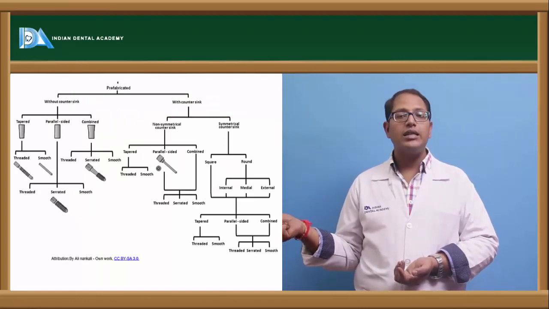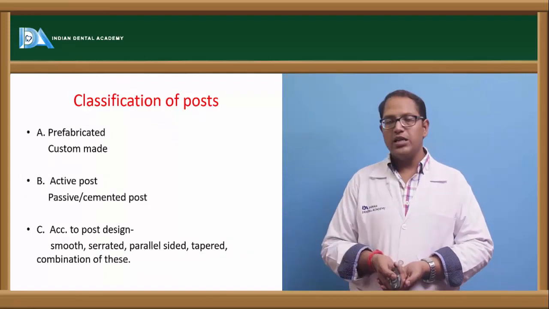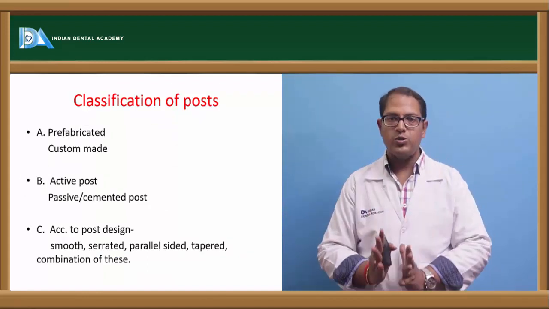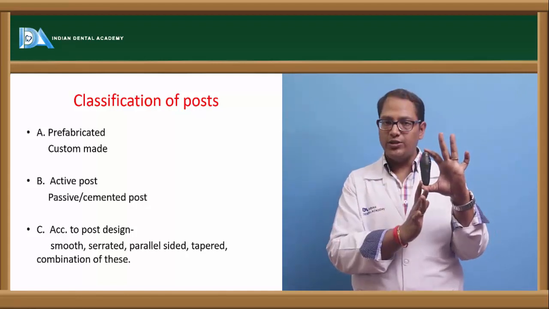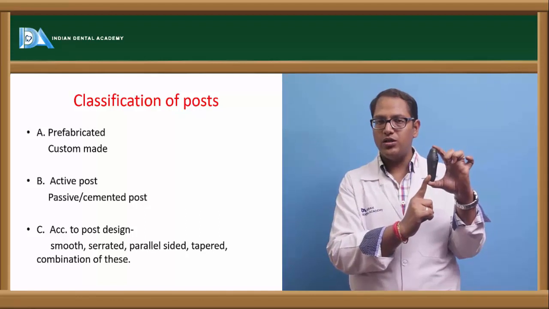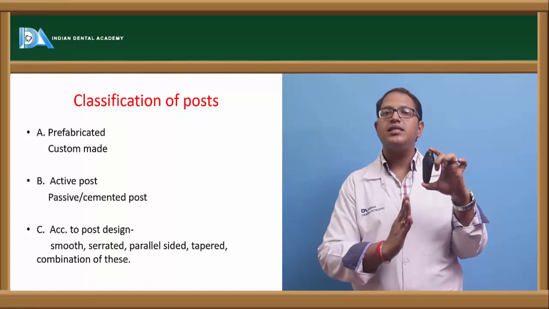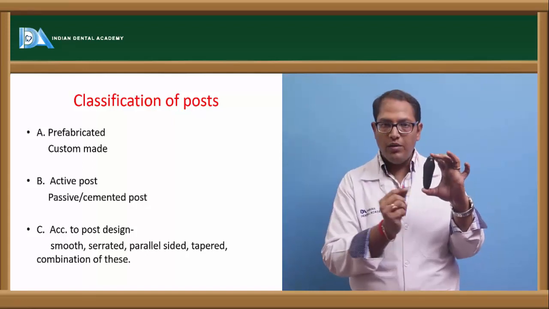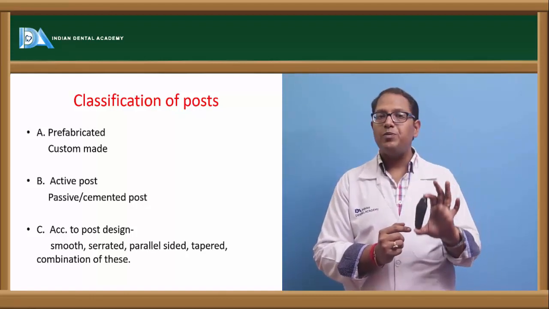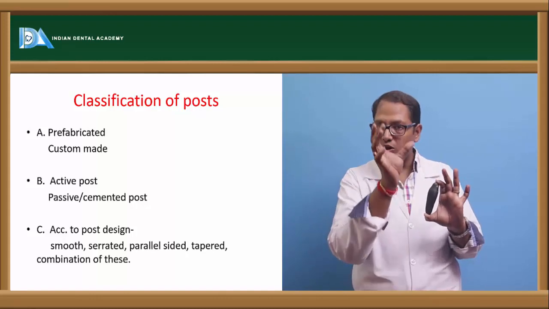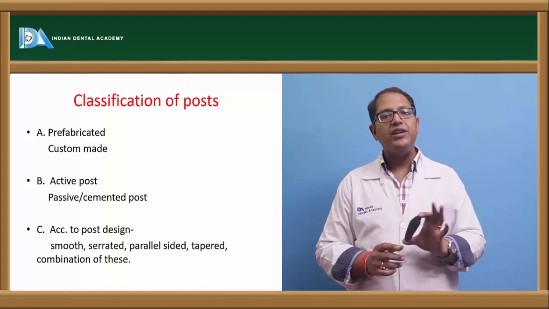Now let's see the classification according to post design. Smooth post, no serrations. It can be smooth in its structure, and it can be either tapered or straight. If it is straight, the disadvantage is that the lower portion will require much preparation. Post space preparation in the end area will be much because the root is always tapering at the end, whereas a tapered post will fit easily there.